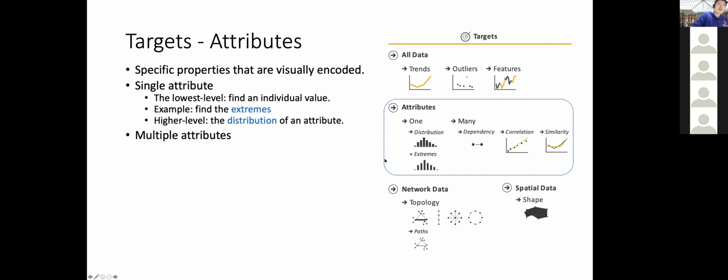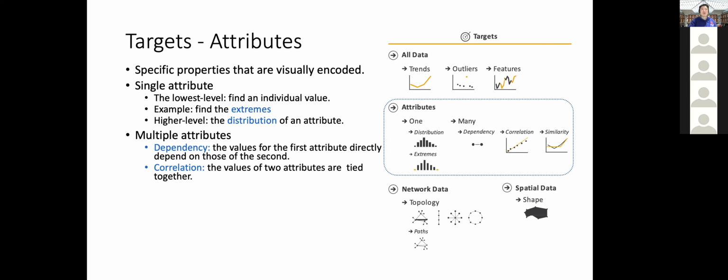Okay, and you can also look at multiple attributes, and then you have some different options. You can have dependency, where the value of one attribute is dependent on the value of the other, and then you can have correlation, and finally similarity. All these three can be a bit difficult because they are quite similar, and the difference between them is a little bit subtle.